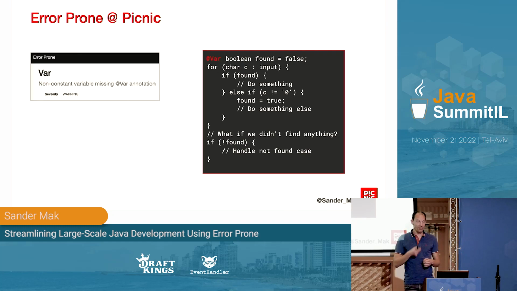So that's a pretty neat way to see how error-prone also goes a bit beyond just spotting errors and doing the same things as some of the other tools do. We do have a few @Var annotations in our code base, but usually not. And we do strive to be as immutable as possible in all of the things that we do.